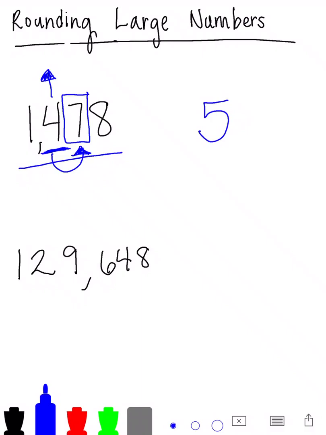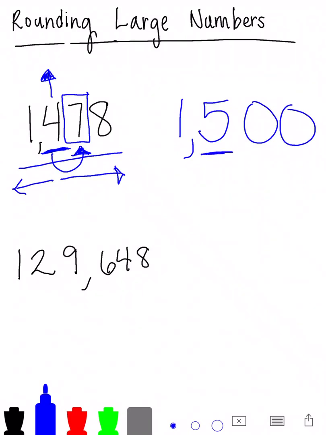Everything that is larger than my hundreds place, so my thousands place, is going to stay the same. Anything that is smaller than my hundreds place, so my tens and my ones place, are going to become zeros. So 1,478 rounded to the nearest hundred is 1,500.